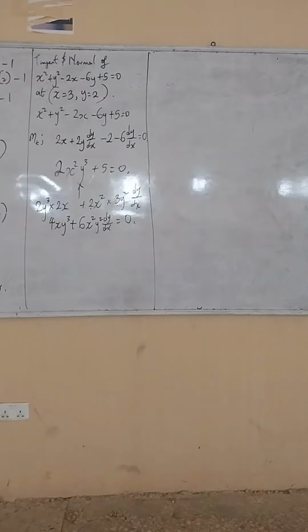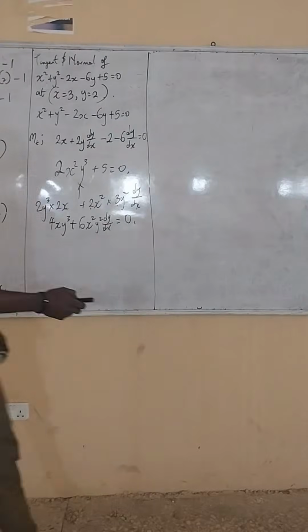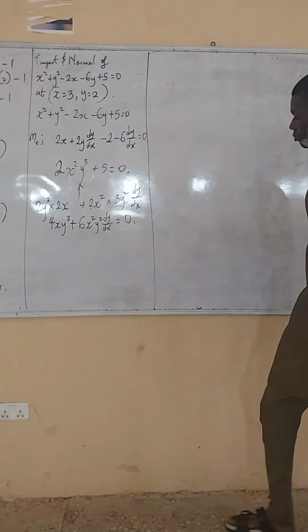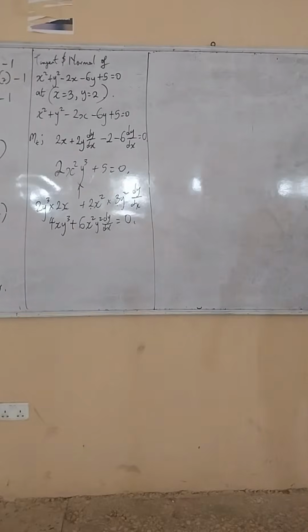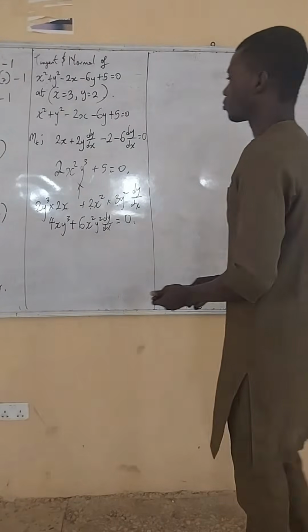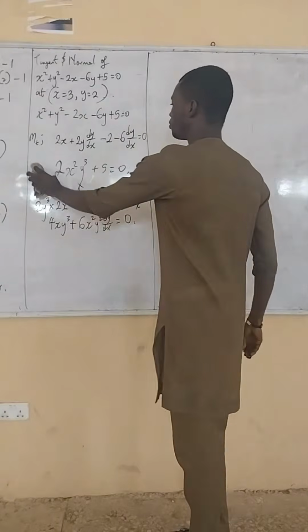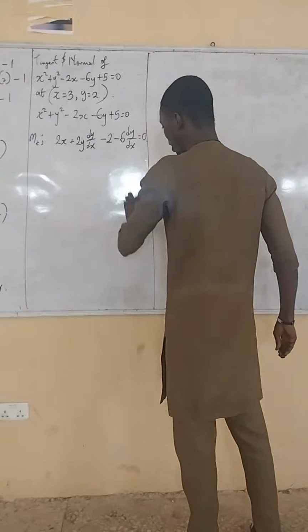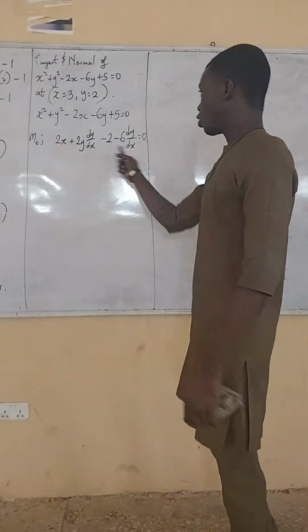So that's what we do in implicit differentiation. Can I rub this one? It's not part of the workings, but I'm just showing what you do when you have situations like that. So this is not part of the working, just to show when you have that type of equation. Now, we continue from here.